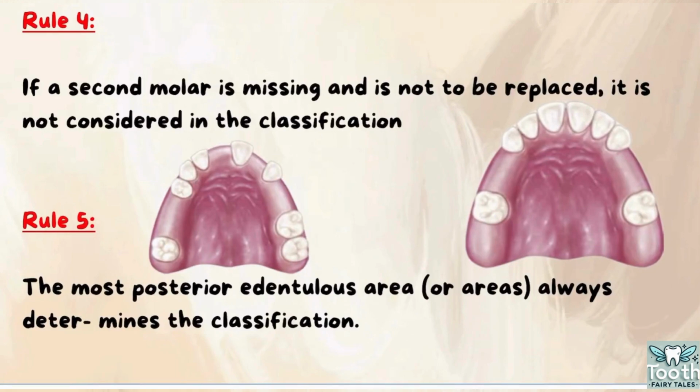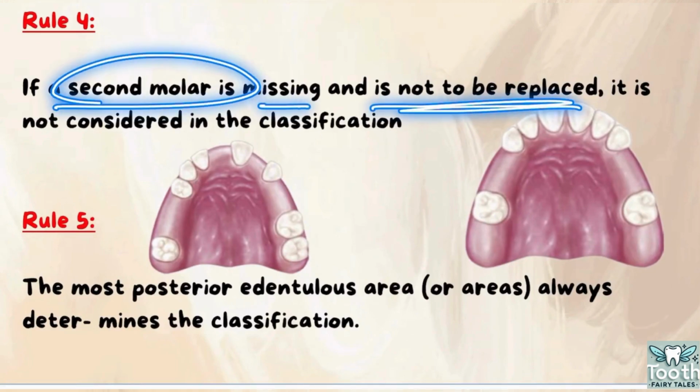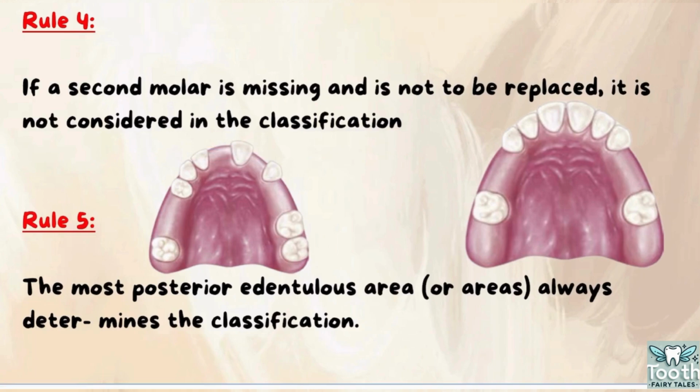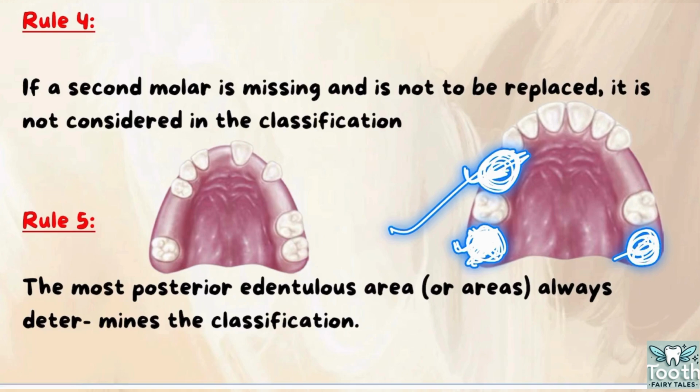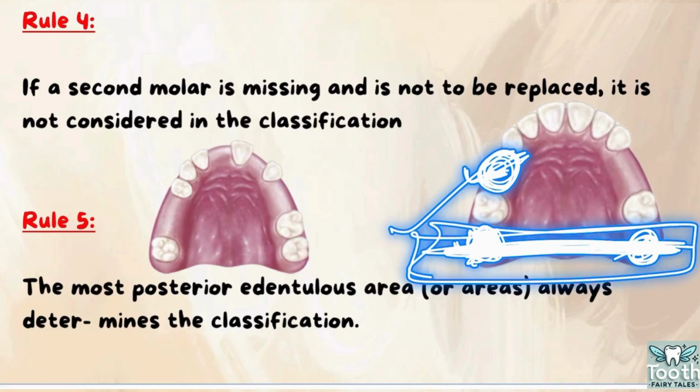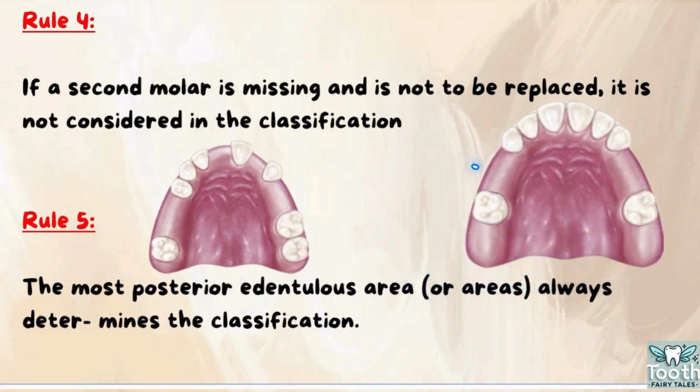Rule number 4. If a second molar is missing and is not to be replaced, it is not considered in the classification. In this image, this is the second molar area where the tooth is missing and there is no intention to replace this second molar. Hence, it is not considered in the classification. So this becomes the most posterior area and this area will determine the classification. This is the area where we don't have any intention to replace the second molar. Hence, these areas are not considered in the classification. We are considering only these two areas and this becomes class 3 modification 1.